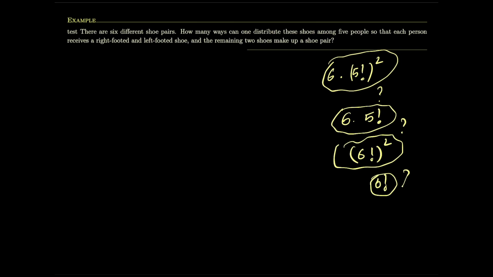I don't know if it was mentioned, but 6 times 5 factorial is the same as 6 factorial, just to be clear. So this means these 2 answers are actually identical. But there is still a difference here and there.